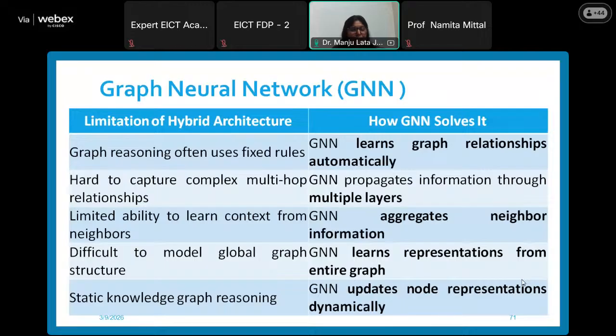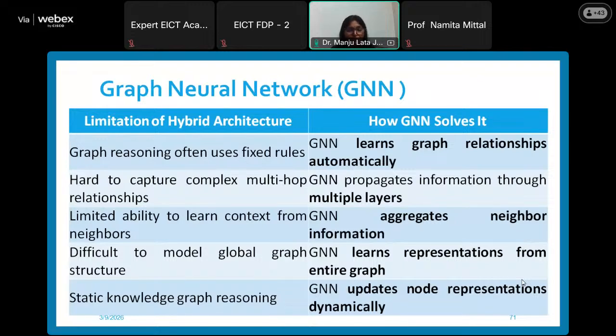The third limitation of hybrid architecture is the limited ability to learn context from neighbors. In the case of graph neural networks, neighbor nodes and the linkages at the global level in the semantic graph are very much considered through multiple layers. This is not the case with the hybrid architecture. Certainly, when different kinds of relationships are considered more and more, the retrieval performance also improves. So the GNN, graph-based neural networks, gives more relevant results in comparison to hybrid neural networks.